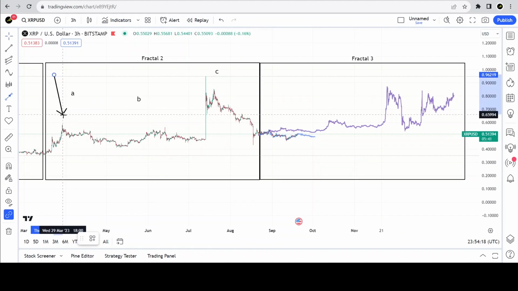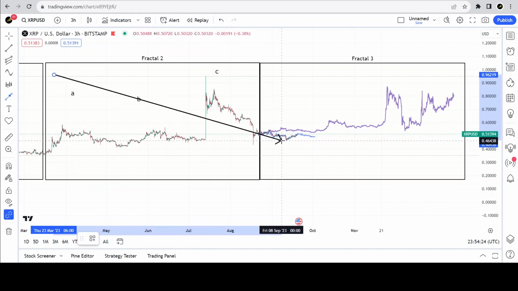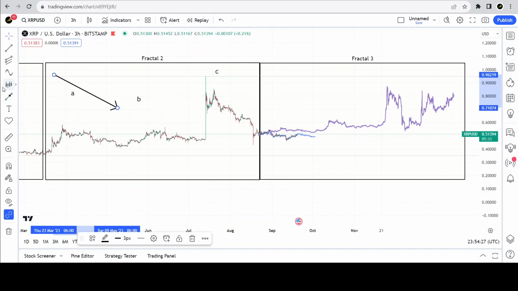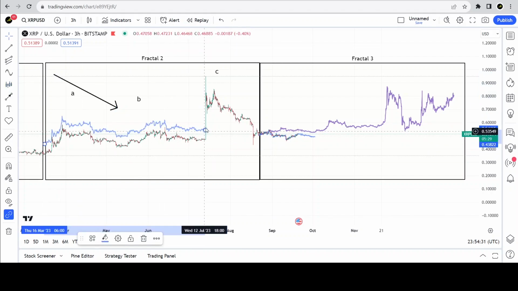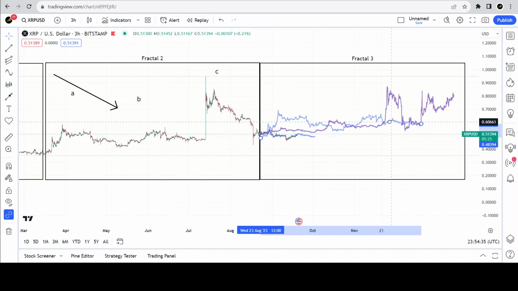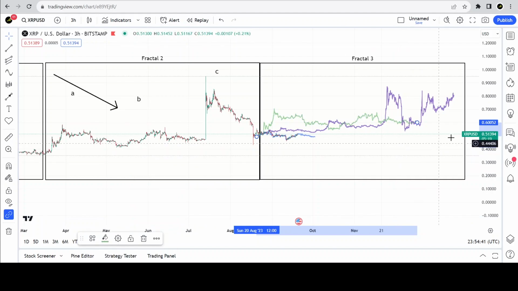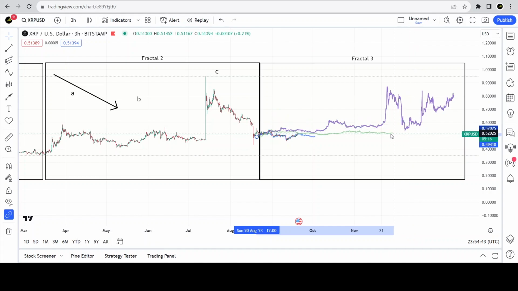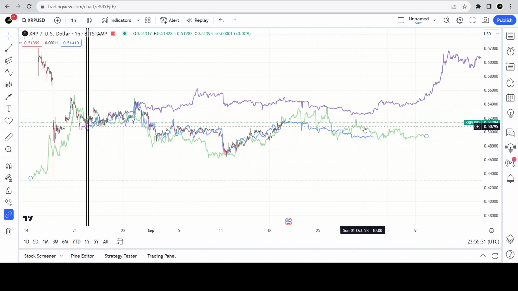So if we are to go back to fractal 2 and copy and paste this structure right here onto here, let's do that real quick. Let's see, right there. We're not going to copy that move up because I think that would mislead you. There will be a wave up, put it this way, but I don't think it will be like that. So let's adjust this for timing, height, and depth. I'm going to zoom in.